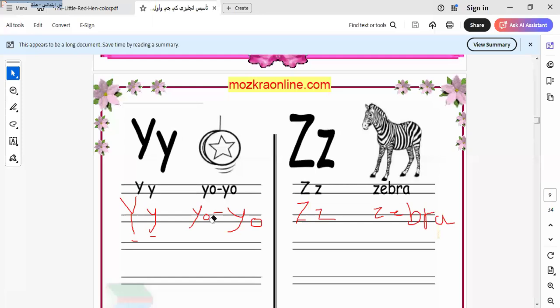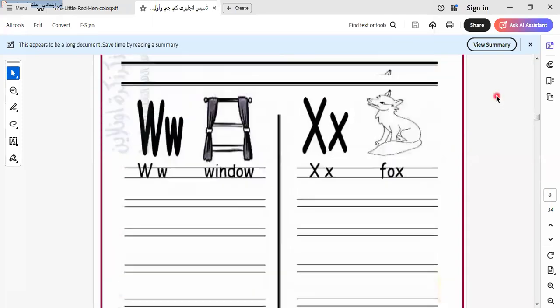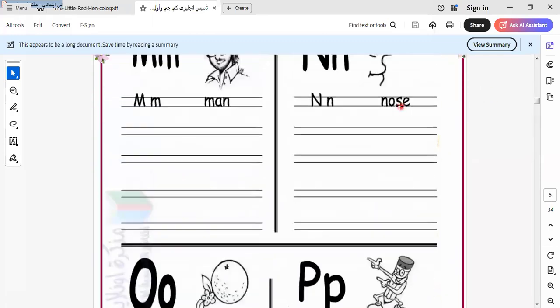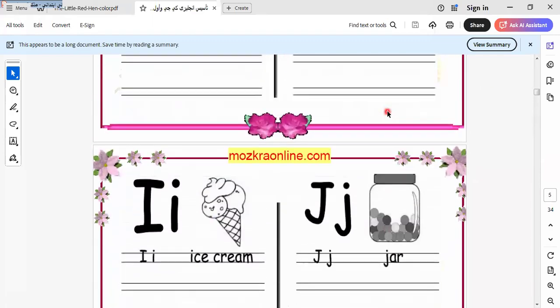I would like to make a quick revise on the letters that we took in the previous videos. I started from the letter A till letter Z, okay? And when I repeat the letters, I repeat the words to keep them with me, okay?